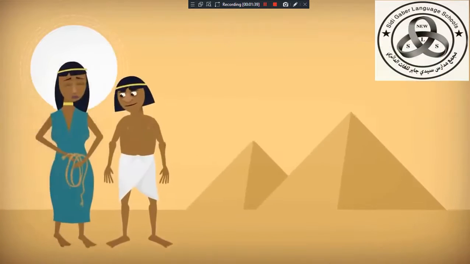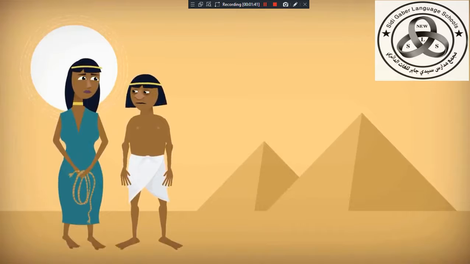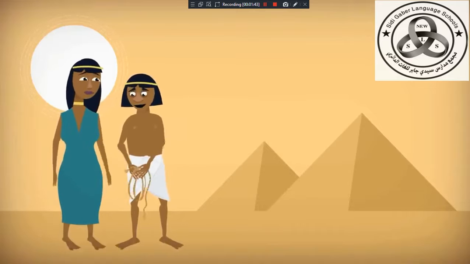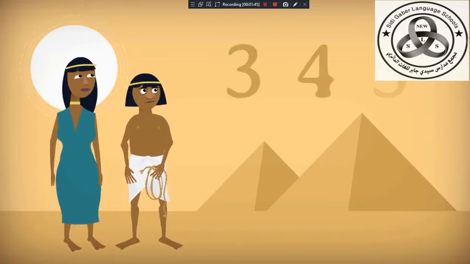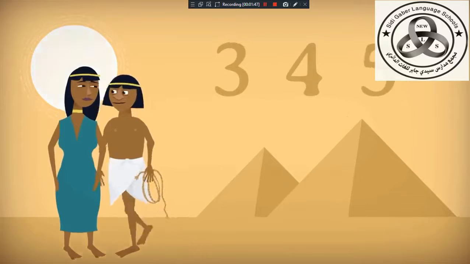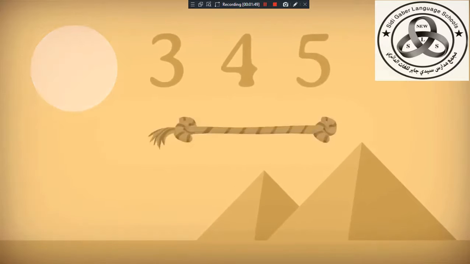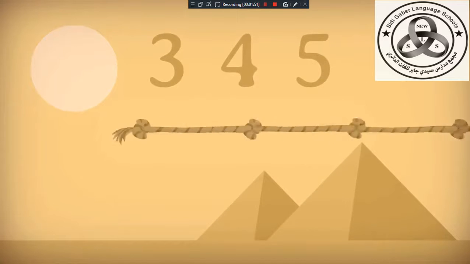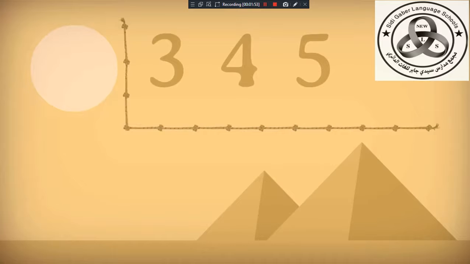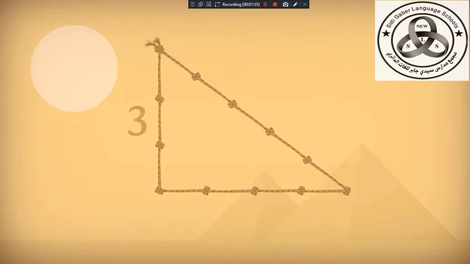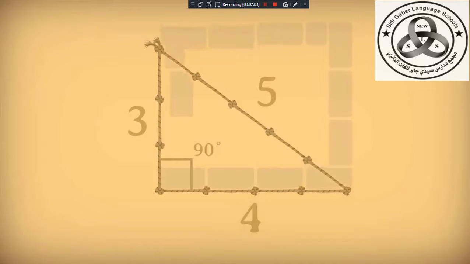Some historians speculate that ancient Egyptian surveyors used one such set of numbers, 3, 4, 5, to make square corners. The theory is that surveyors could stretch a knotted rope with 12 equal segments to form a triangle with sides of length 3, 4, and 5. According to the converse of the Pythagorean theorem, that has to make a right triangle, and therefore a square corner.